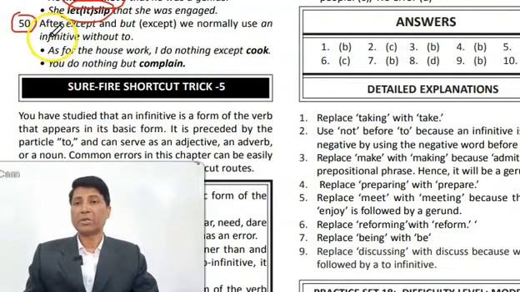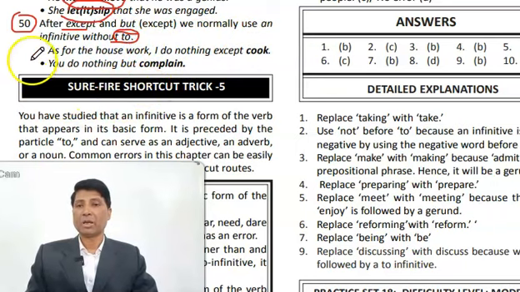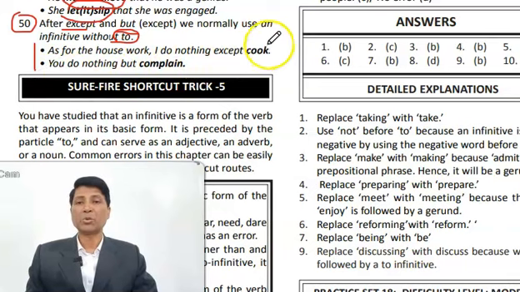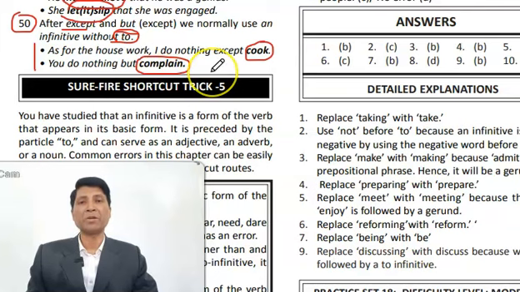Let us read it and understand. After "except" and "but", these two words, we normally use an infinitive without "to", that means bare infinitive. Have a look at these examples. "As for the housework, I do nothing except cook." So here "to cook" will be incorrect. "You do nothing but complain." So here if you are saying "you do nothing but to complain", it will become wrong. So you need to keep in mind that after "except" and "but", we use bare infinitive.